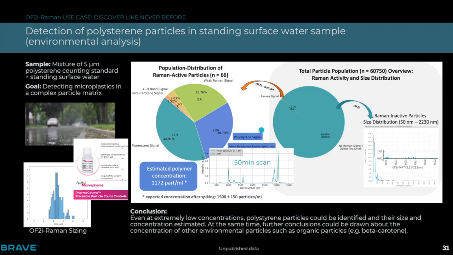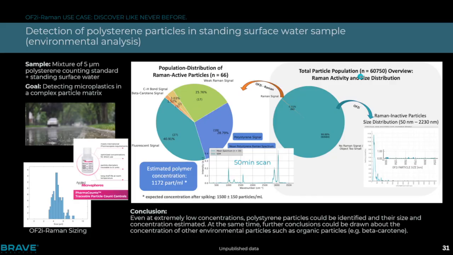We found 19. So calculating this, of course, within 15 minutes, the statistics become better if you scan longer. But recalculating this estimated polymer concentration, we came to a recovery rate of 1,170 particles per milliliter, and we expected 1,500. So this gives us a first indication that, yes, the recovery rate also works, even when we have lots of other particles there.